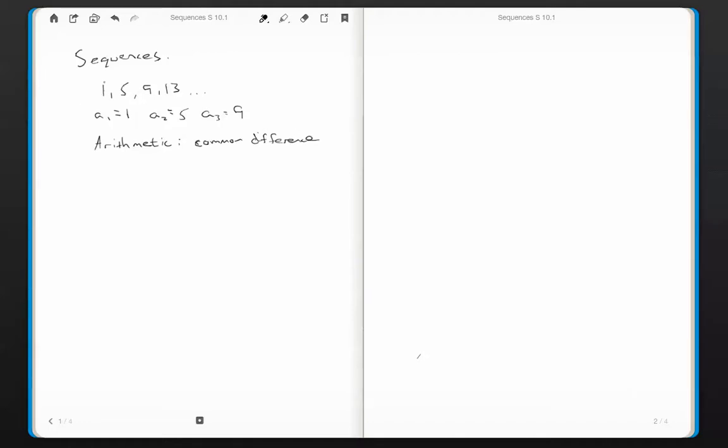So if I look at these terms here, 1 to 5, the difference is 4. 5 to 9, the difference is 4. 9 to 13, the difference is 4. So when I say, how do you describe the sequence?